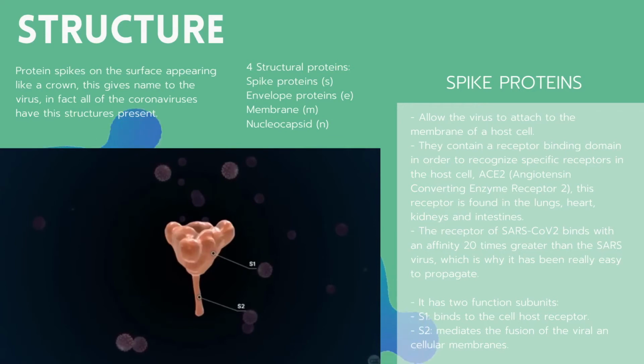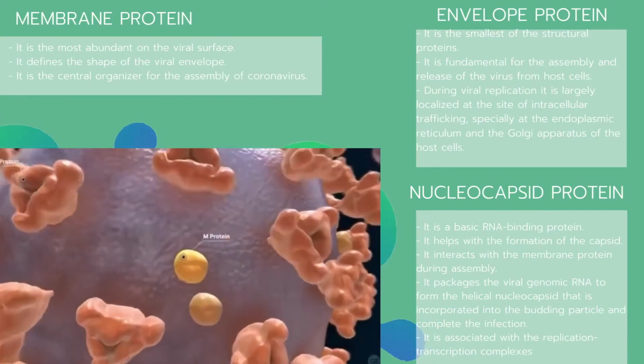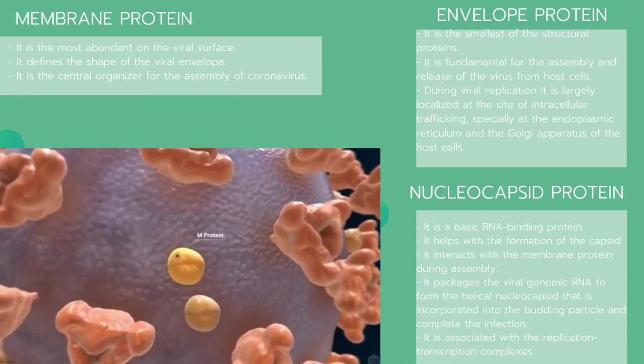It also has two functional subunits, which are the S1, which is used to bind to the cell's host receptor, and the S2, which mediates the fusion of the viral and cellular membranes. The membrane protein is the most abundant on the viral surface. It defines the shape of the viral envelope, and it is the central organizer for the assembly of coronavirus.